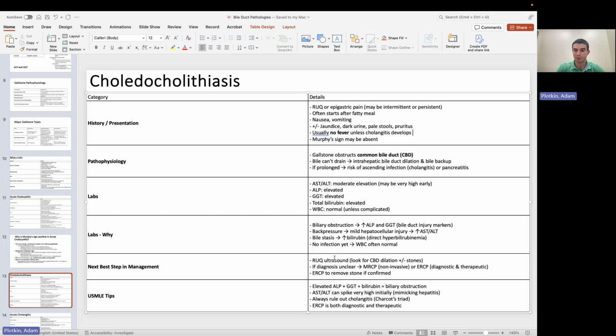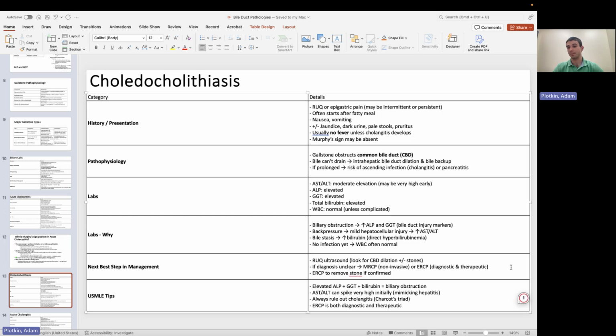The next best step in management, again, always right upper quadrant ultrasound. We'll look for the CBD dilation. If I see my CBD is dilated, that tells me there's probably a stone in there. If the diagnosis is unclear, but we're like, hey, the ALT, AST are really elevated, the ALP and GGT are really elevated, I think there's a stone in the common bile duct. We can do what's called an MRCP, which is basically an MRI for the bile ducts, okay? Or we can do an ERCP.